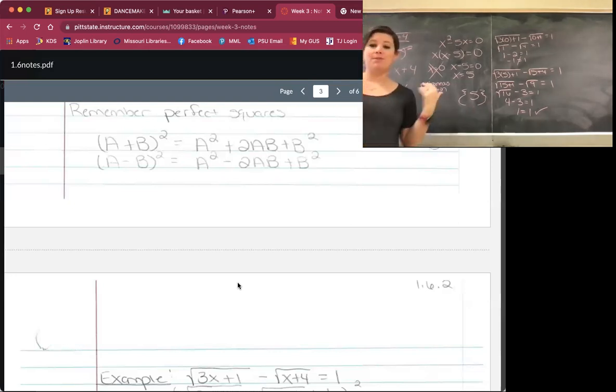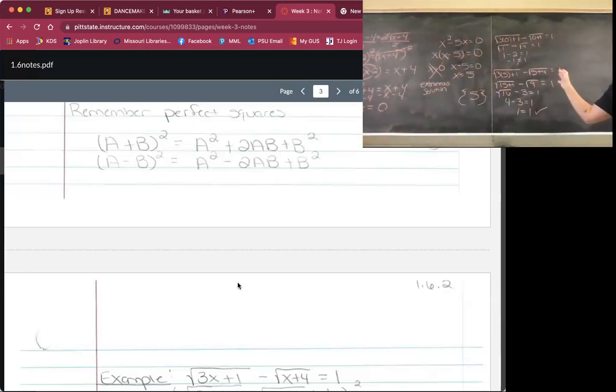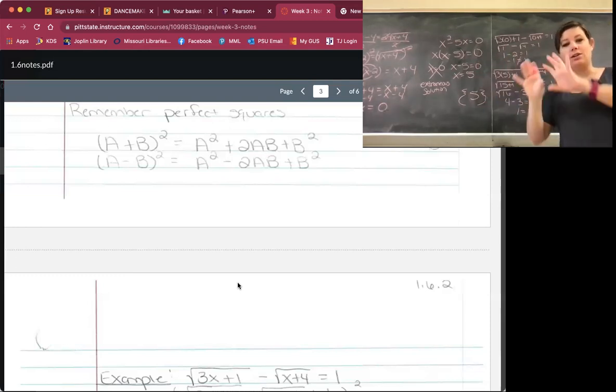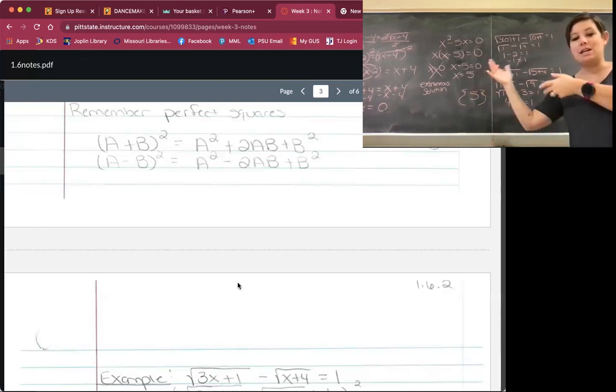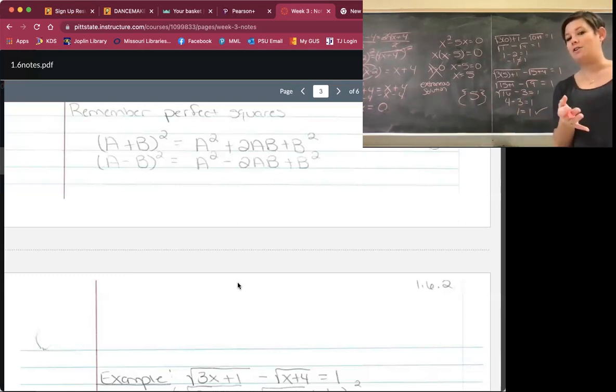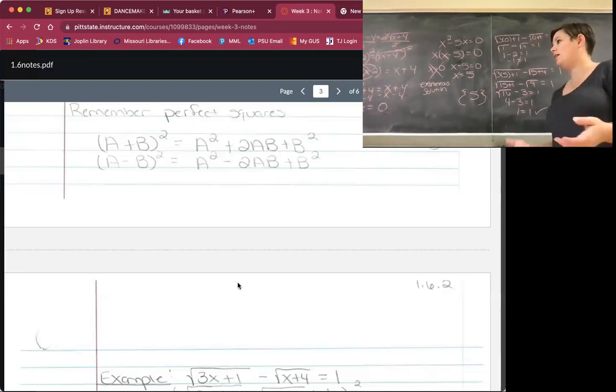So this problem is a lot. I mean, we used up 3 board spaces for this problem because you have to start by getting your square roots on the other side of each other. Then you square them, which means you have to FOIL. And then you have to isolate that new radical by itself. Then you square both sides, meaning you have to FOIL. And then you're going to have a quadratic, and then you have to solve the quadratic, and then you have to test your solutions. So it is a lot of work, and I understand that.